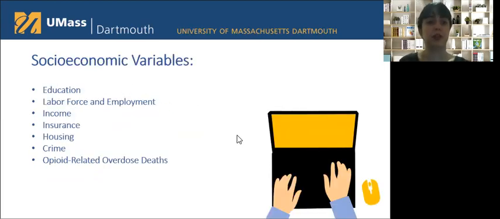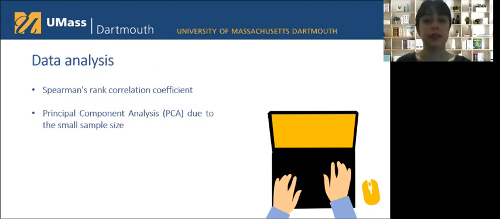Our socioeconomic variables include education, labor force and employment, income, insurance, housing, crime, and opioid-related overdose deaths. Due to the small sample size, the Spearman rank correlation coefficient was used to determine the relationship between health outcomes and social determinants. And also principal component analysis, or PCA, was used to identify patterns as multivariate statistics based on the structure in the data matrix.